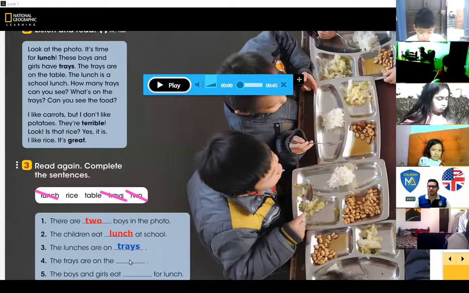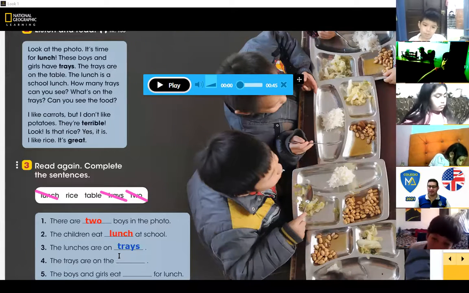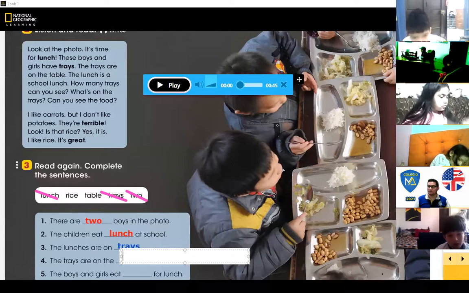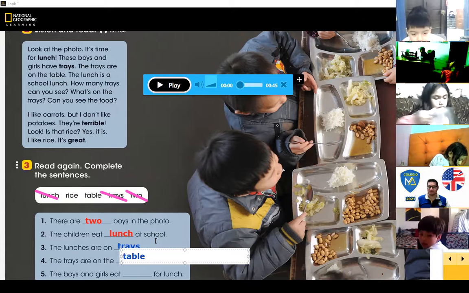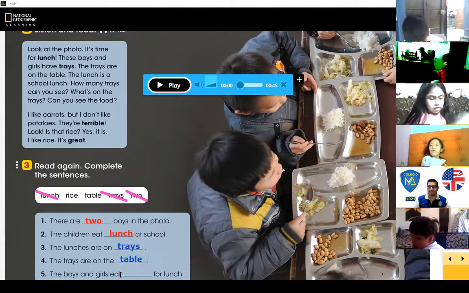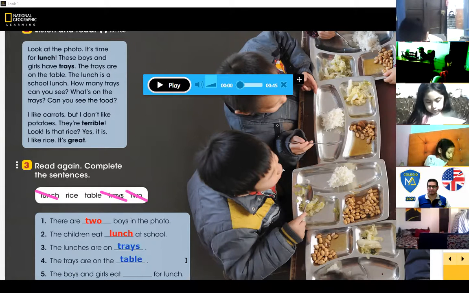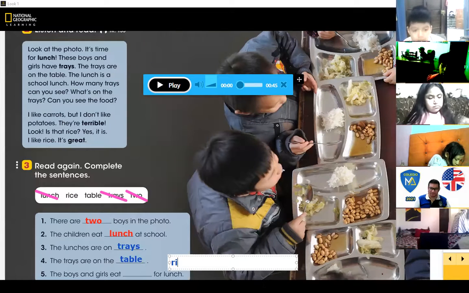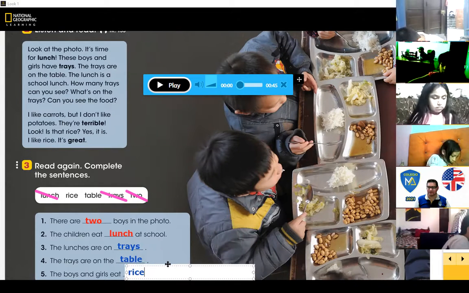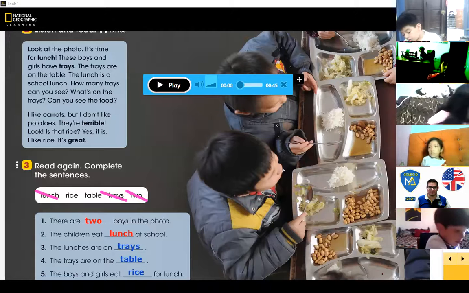Now, number four. The trays are on the... Table. Yeah, right. Definitely, right. ¿Verdad? Las bandejas están sobre el table, sobre la mesa, on the table. The trays are on the table. Now, number five. The girls and the boys eat... Rice. That's correct, ¿no? Eat rice. Comen rice en el lunch, en el almuerzo. Yeah. There it is. Those are the answers. Excellent. You did it very well until this part.